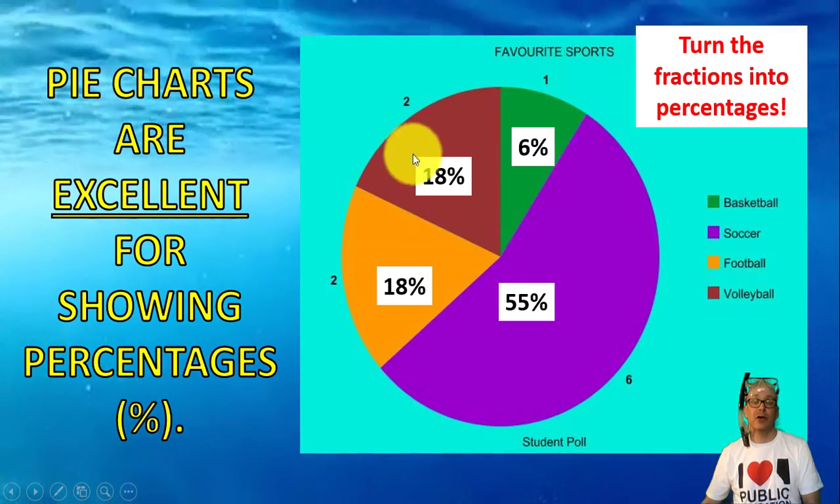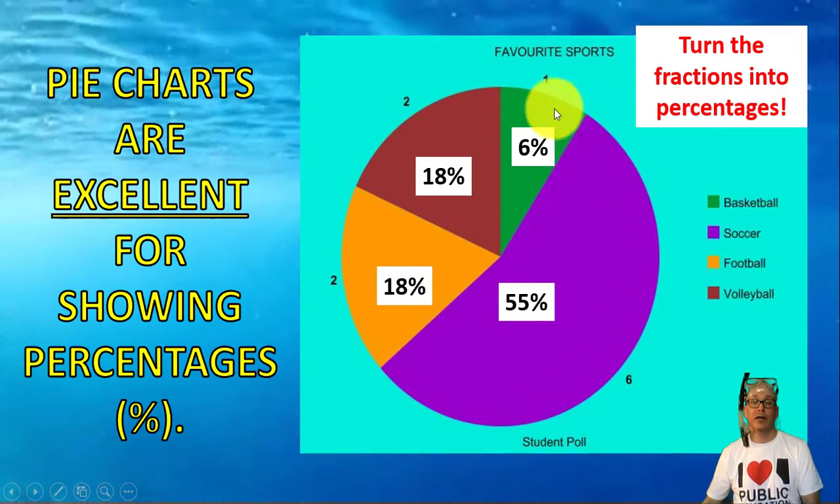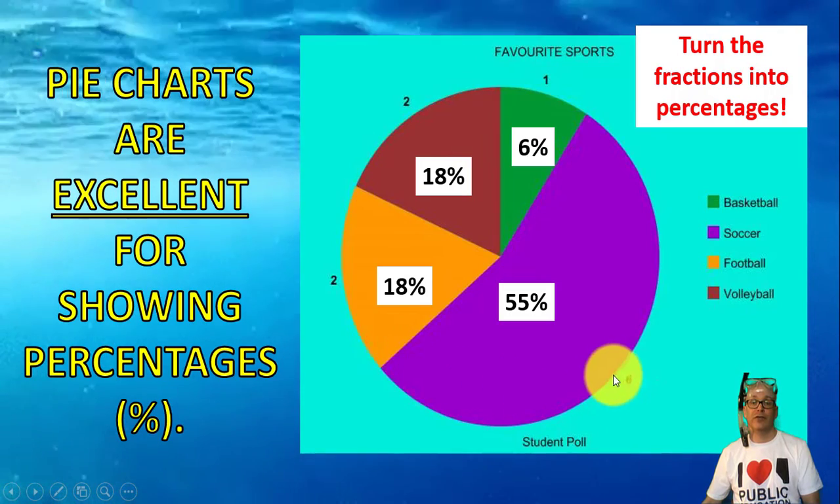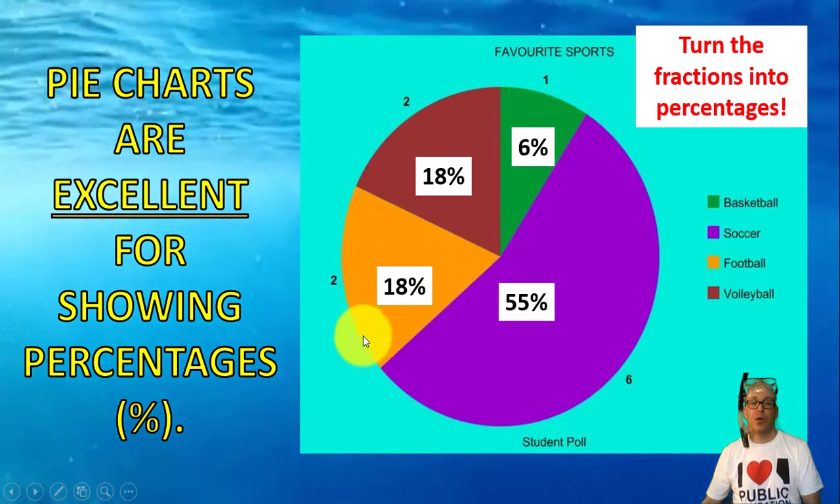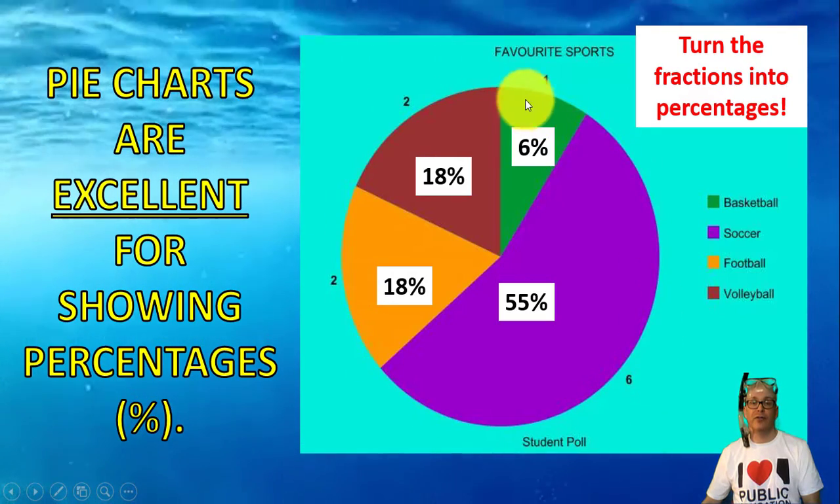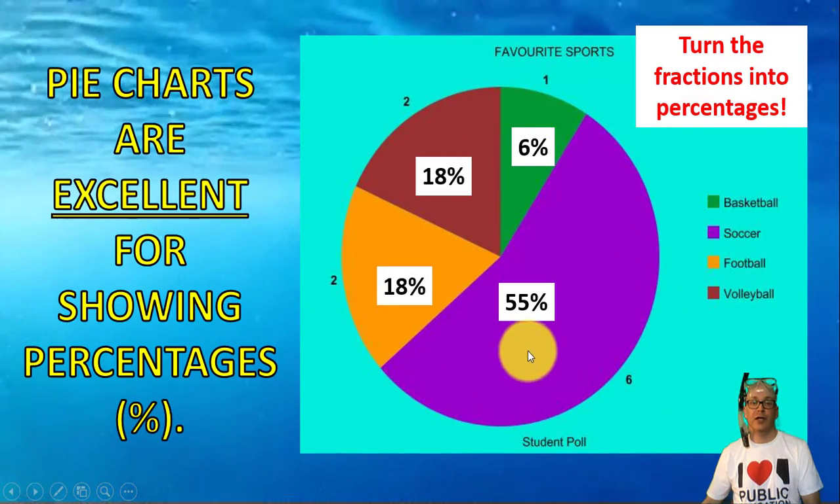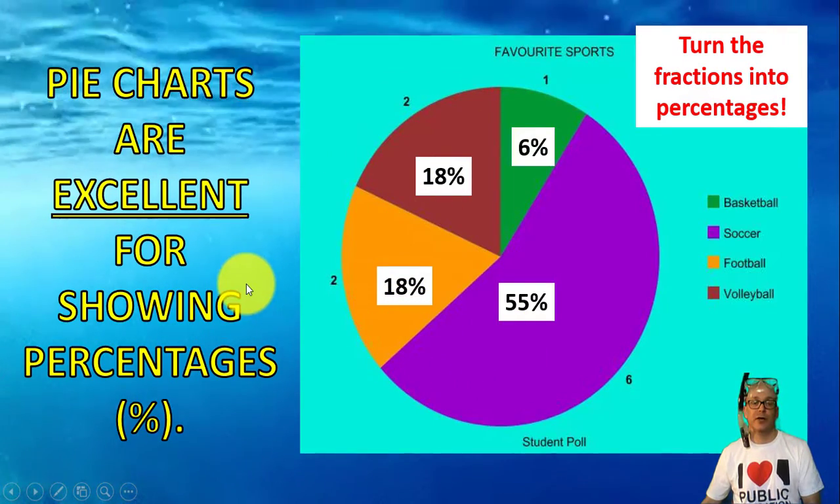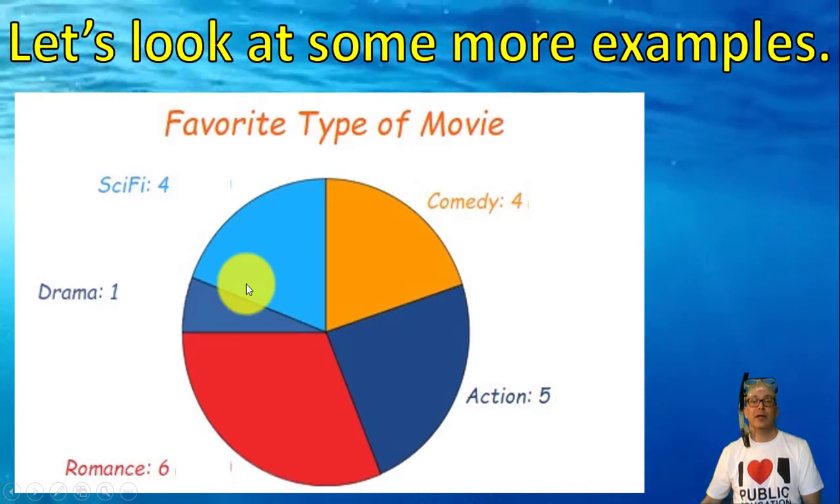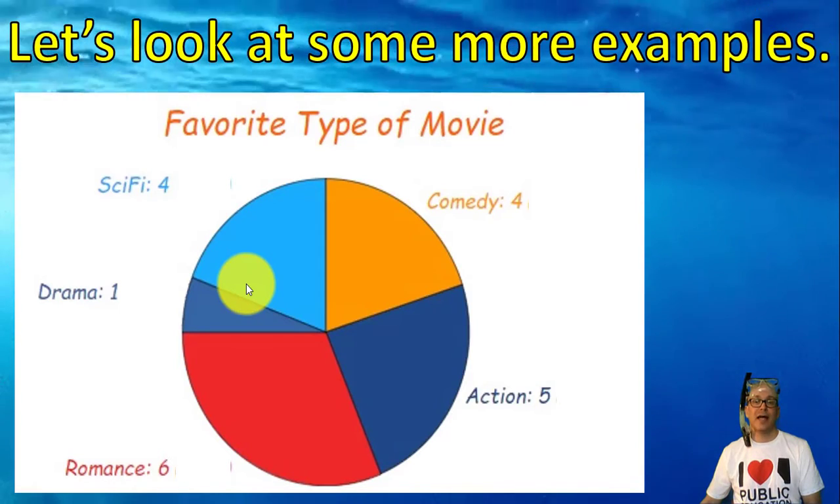You see how pie charts are good for showing totals, right? You can see the total number. You can see, when all the numbers are part of the same question, what their relation is to each other. Let's look at some more examples.